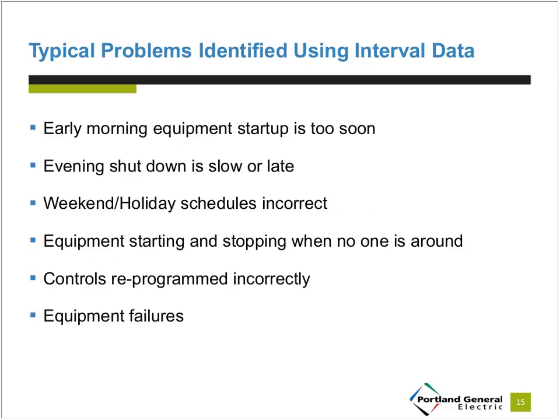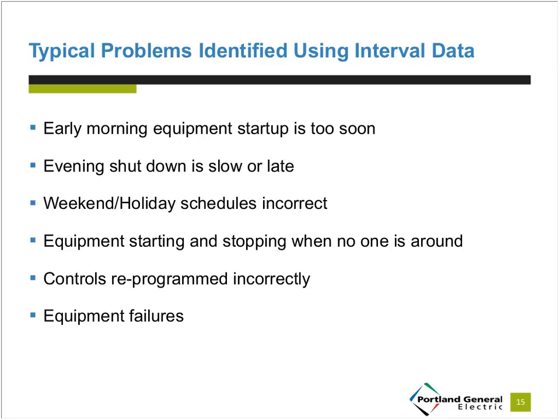So, typical problems that you can identify using interval data. Certainly the early morning equipment startup, you can find out if it's starting up too soon. You can find out if your equipment is shutting down too late. You can find out if your weekend and holiday schedules are right. You can see if things are turning on when they shouldn't be turning on. You can find out when equipment is starting and stopping, depending on how you're metered out.